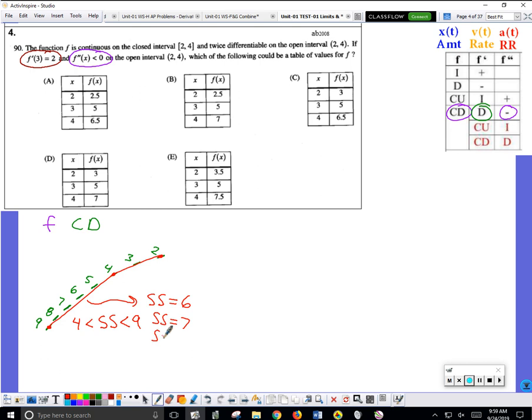Maybe it's 5. I don't really know. I just know it's less than 9 and greater than 4. Okay, so that could be true for any of those numbers on a concave down. Here, this secant slope has to be less than 4 and greater than 2. Okay, yeah, that's what I meant.